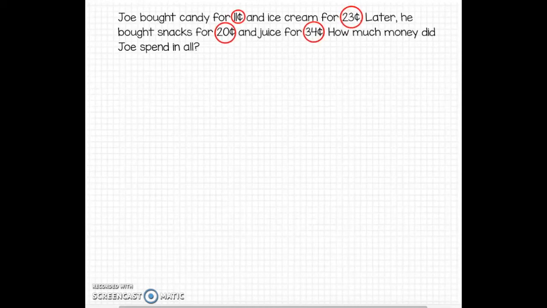I circled 11, 23, 20, and 34 because those are the important numbers I need to focus on. I underlined how much money did Joe spend in all because that is the question. I boxed in all because that is the key word that tells me I need to add.